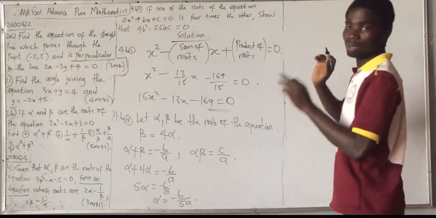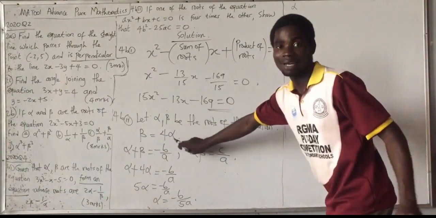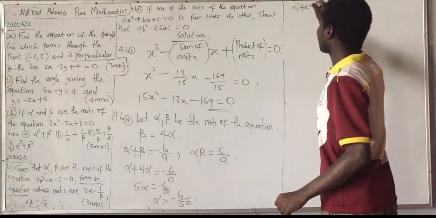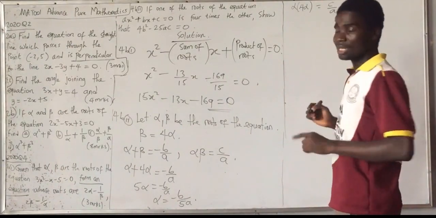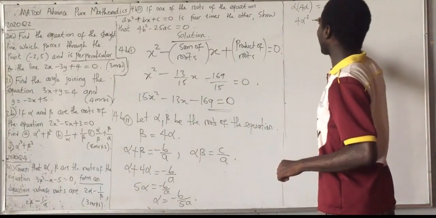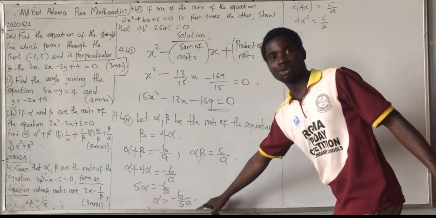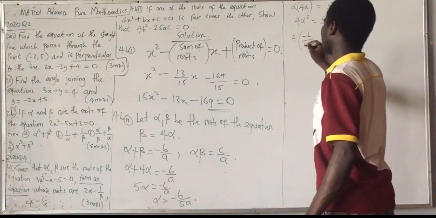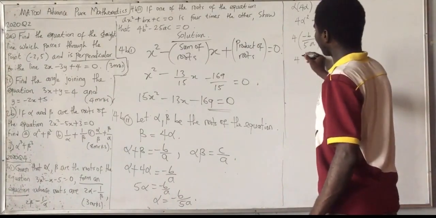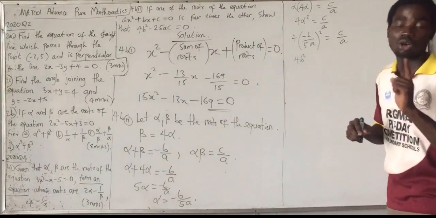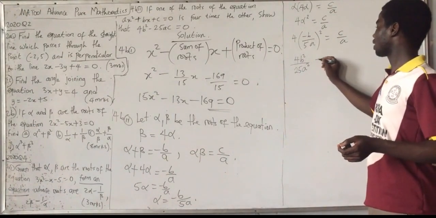Come to this second one, alpha beta. But beta is 4 alpha, don't forget. Alpha times 4 alpha is equal to c over a, right? This is 4 alpha squared equals c over a. What is alpha? Alpha is minus b over 5a. Put it, 4 times minus b over 5a all squared equals c over a. So this is 4b squared, because minus b all squared is b squared, over 5 squared, 25a squared, equals c over a.